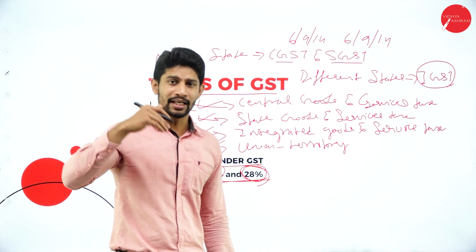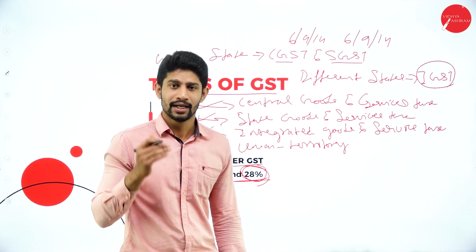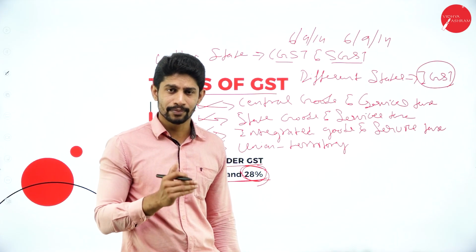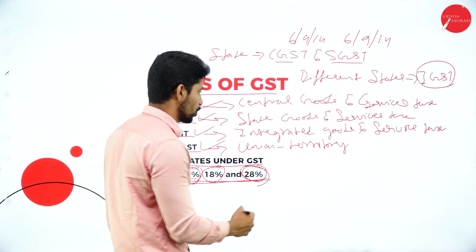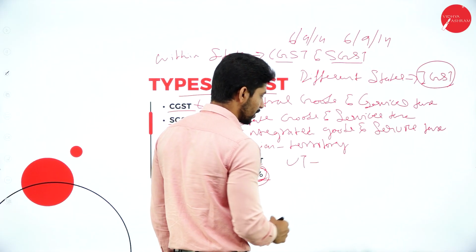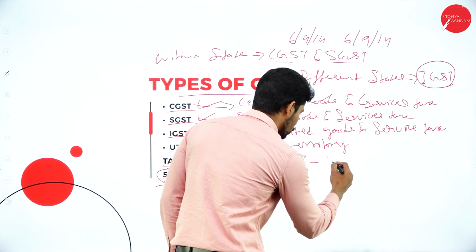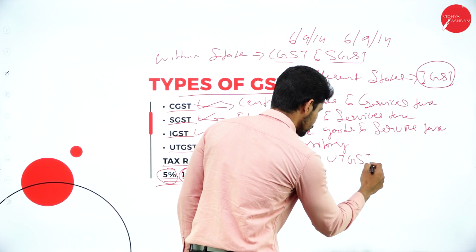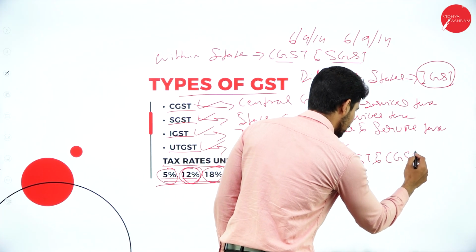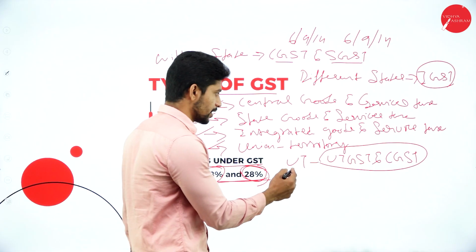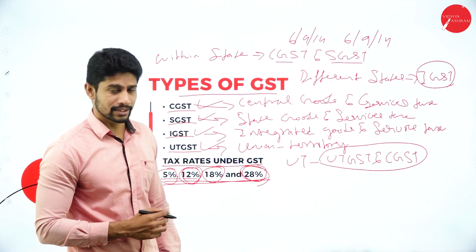And if any union territory is selling products to another state or within the state, if any union territory is selling the products within the state, what tax is applicable? For union territories, if they are transacting within the state, then they are supposed to collect UTGST and CGST.